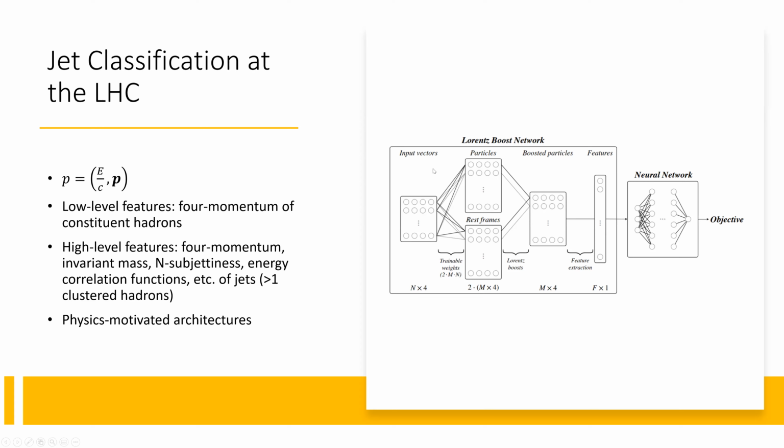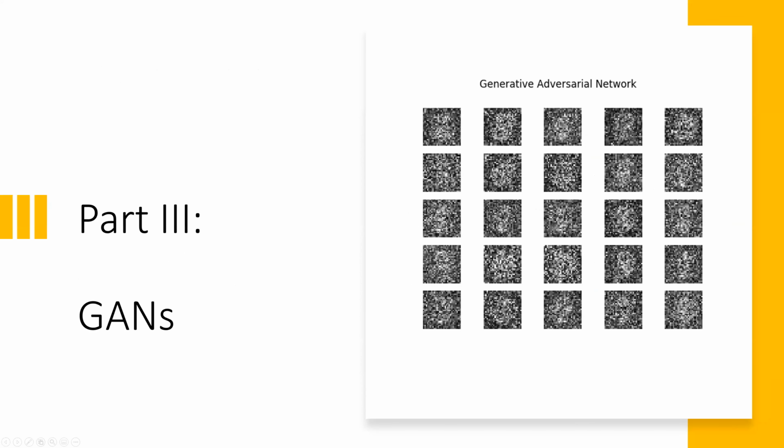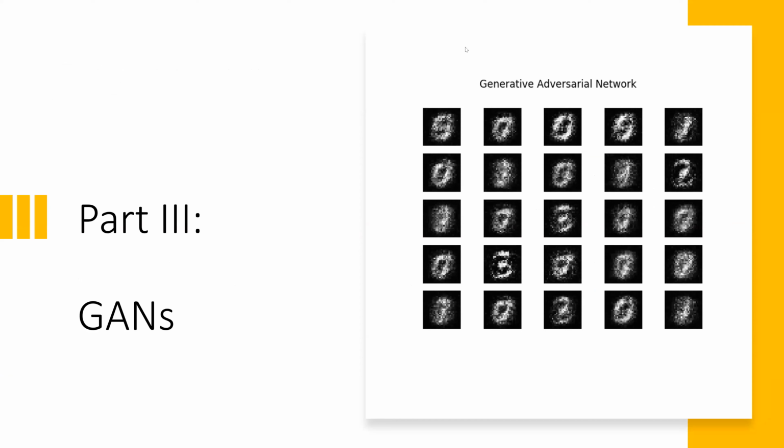What's pictured on the right is an architecture that I worked on. Of course, I didn't create this one, but I implemented it, called a Lorentz boost network. It takes your input vectors, which are your input low-level features, and then it does what's called a Lorentz boost, which is a special relativity motivated machine learning architecture. And after a bunch of layers, it gets fed into a traditional dense neural network and finally outputs what class it's supposed to be. Now, all right, do we have any questions right now?